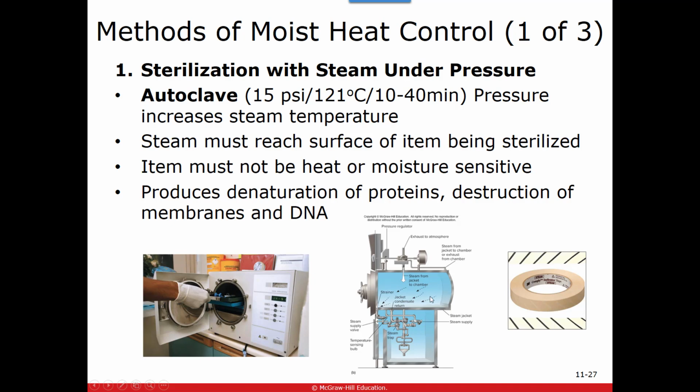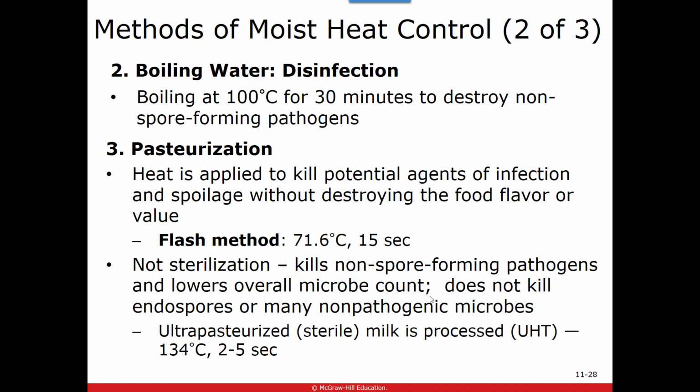Some other moist heat is boiling. It's one of the oldest methods of using moist heat: we can boil things. Water boils at 100 degrees Celsius, and if you boil for 30 minutes, it does destroy most non-spore forming pathogens. That means it's not sterile, but it kills a lot of pathogens. So if you don't have access to an autoclave, boiling is quite effective if you can boil it for 30 minutes.